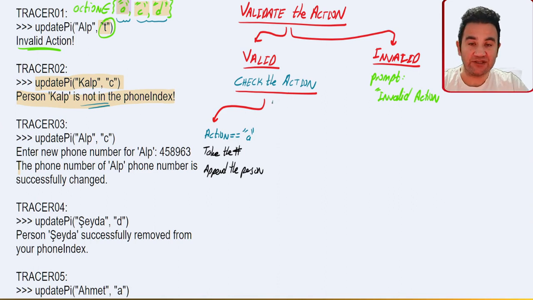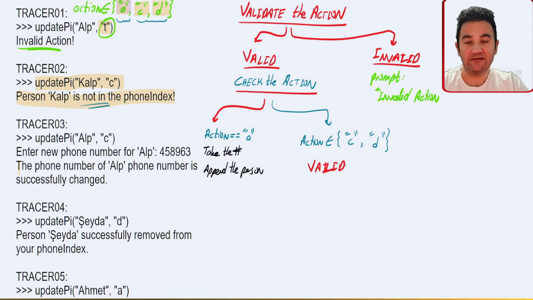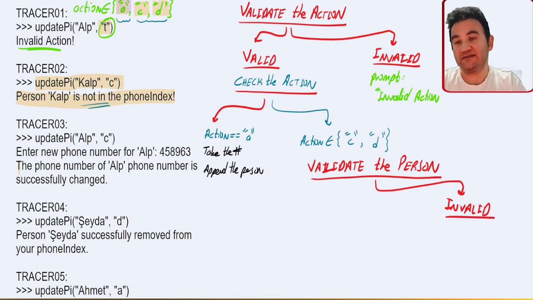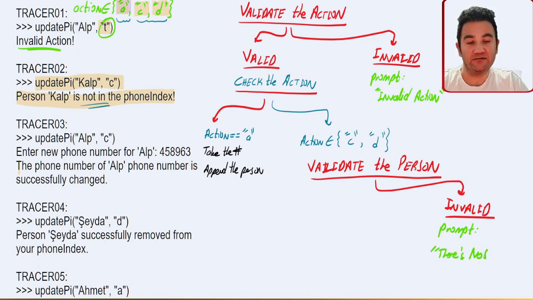But for the other two actions, action, let's say, is an element of change or delete. I need to validate whether there is such a person. Let's say validate the person this time. So, if the person is invalid, which means that if there is no such person in our phone index. In this case, we need to give a prompt. And this prompt should say the person that there is no such a person.